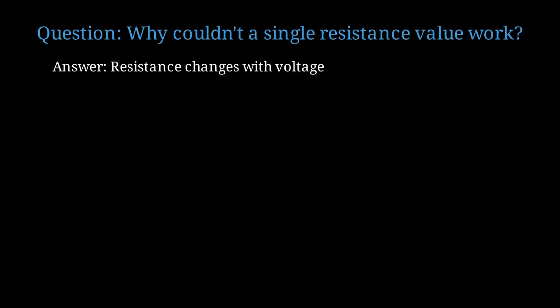Let me ask you a question. Why couldn't they just pick a single resistance value to describe this device? The answer is that the effective resistance is changing dramatically with voltage. At low voltage, the resistance is huge, maybe millions of ohms. At high voltage, it drops to just hundreds of ohms. The effective resistance, which is voltage divided by current, is not constant. It depends on the voltage. This violates the fundamental assumption of Ohm's law.